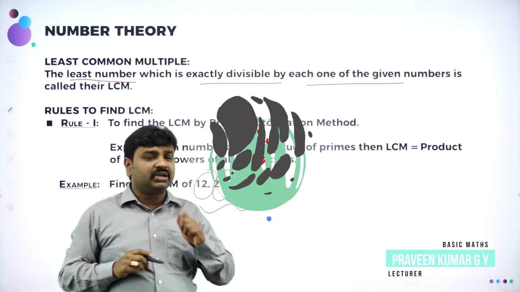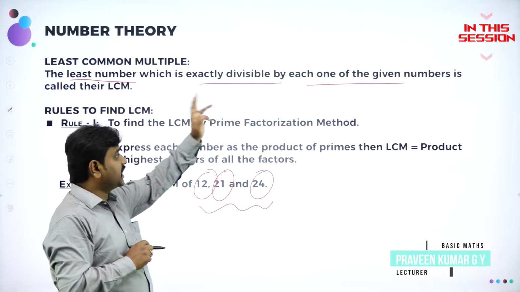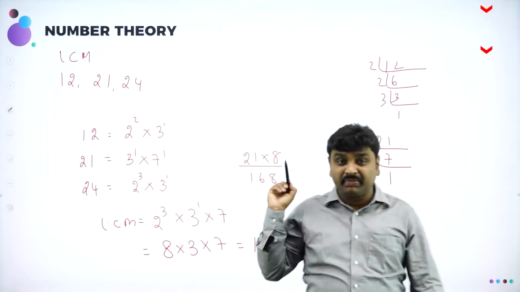Least common multiple is the least number which is exactly divisible by each of the given numbers. LCM is the least number that is divisible by all the numbers.